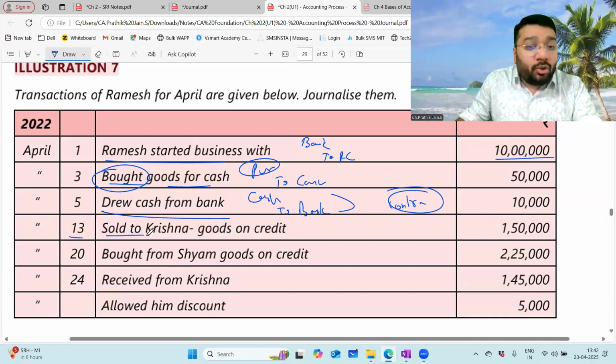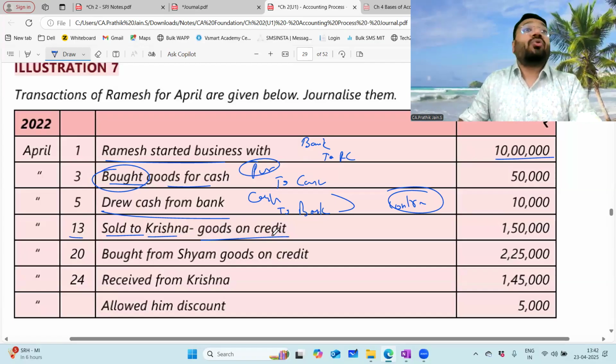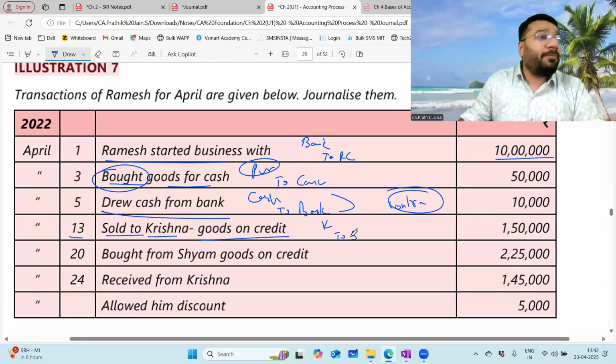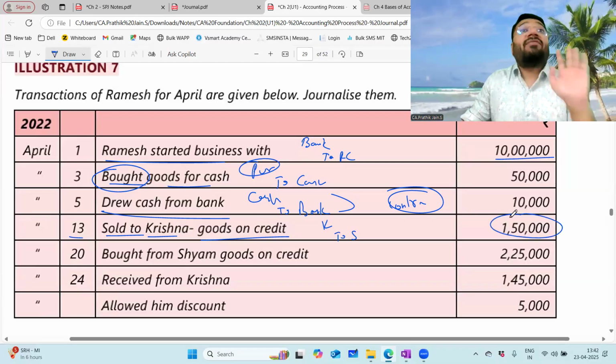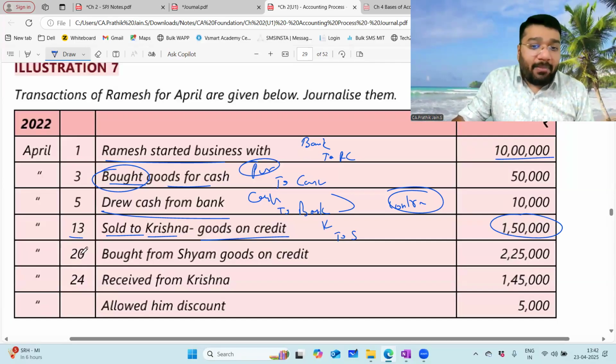13th, sold to Krishna goods on credit. Krishna is debtor. Debtor to sales. So Krishna account debit to sales. Krishna to sales. Any problem? How much is the value? Sir, 150 is the money that we have to receive from Krishna. Okay. I'm leaving this transaction.